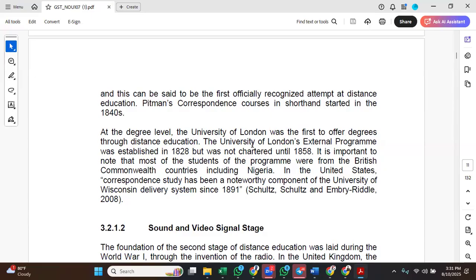And then it was called an external program, not part of the major program the university is running. It's an external program. It was established in 1828 in University of London, but it was not chartered until 1858. They were basically doing experimental stuff until 1858 when it was chartered.